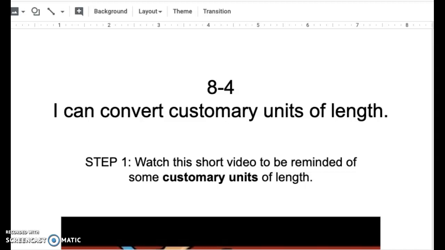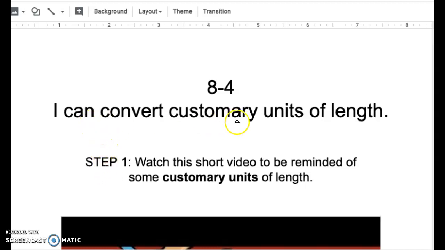Well, you can see today our teaching point is I can convert customary units of length. Customary is sometimes called standard. I think sometimes I hear students call it the normal. That's what we do. That's just normal with a ruler. And that's exactly what it is. We are using the standard units that we use in the United States, and those are inches and feet and miles and all of those sorts of measurements. Today we'll focus on inches, feet, and yards.